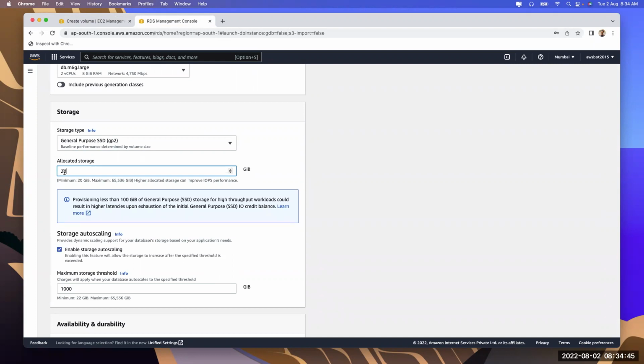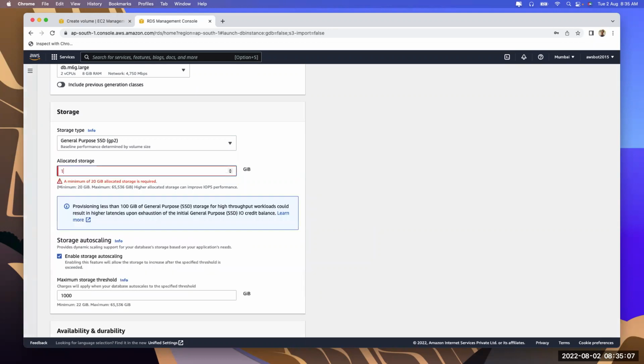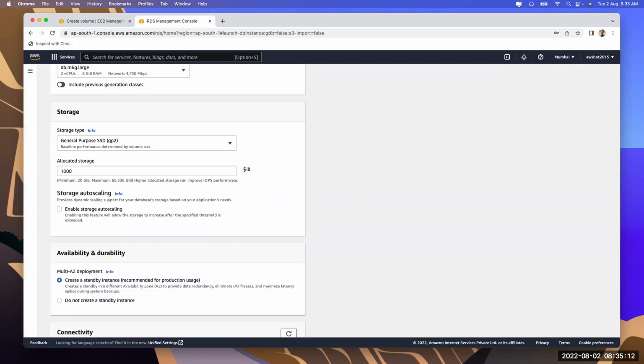So how many transactions can you do with this database? The answer is 100. Say make it 200 GB over here. Now 200 GB means how many IOPS? 200 multiplied by 3, which is 600. So how many transactions can you do inside your RDS at max? Answer is 200 into 3, which is 600. By that logic, let's say 1000 GB. How many transactions can you do? At max 1000 into 3, which is 3000.